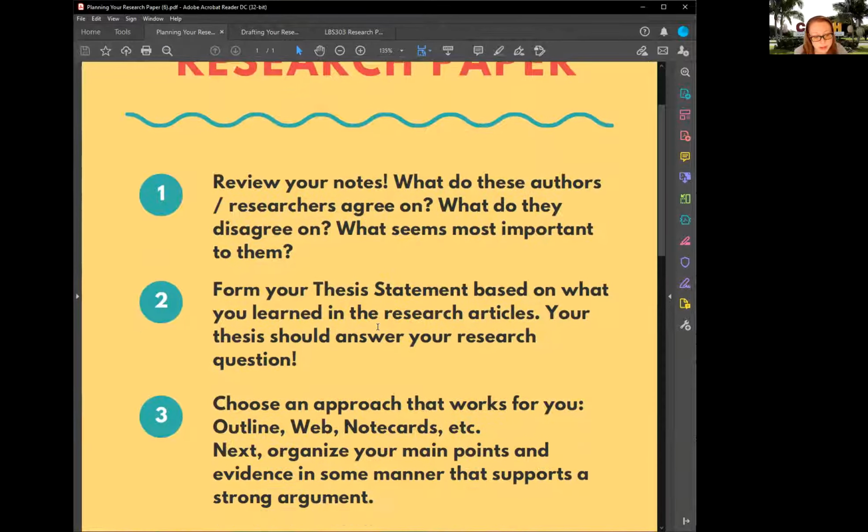There are 3 steps to get started. Review your notes. What do your researchers agree on? The authors that you're planning on citing. Look through those sources. You need at least 5 research articles. Those might be quantitative studies. They might be qualitative studies. They might be a meta study, which means it's like a literature review that cites a bunch of research, but not doing their own original.